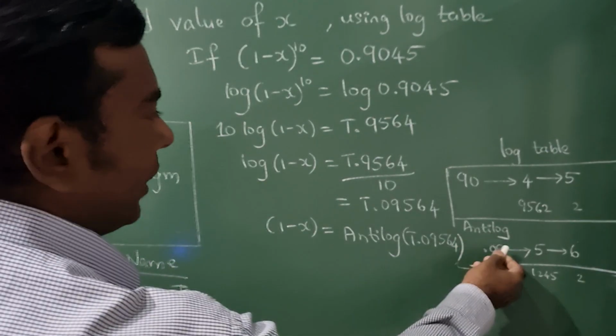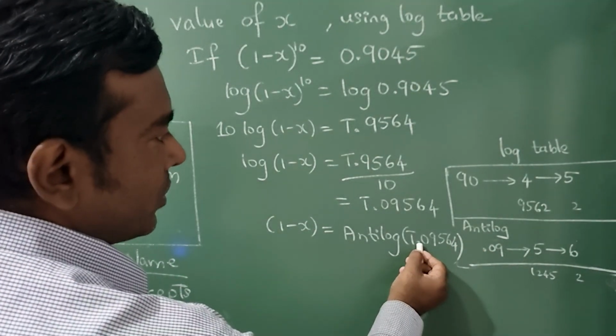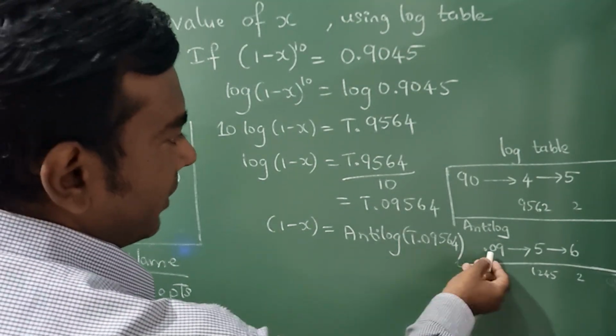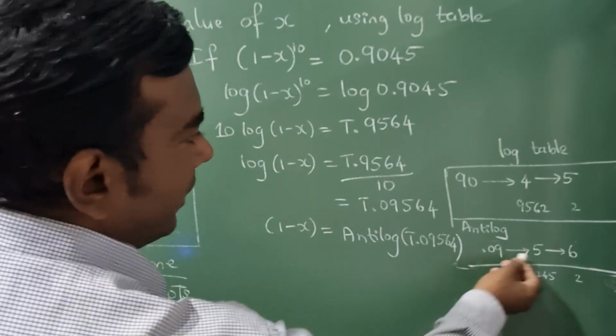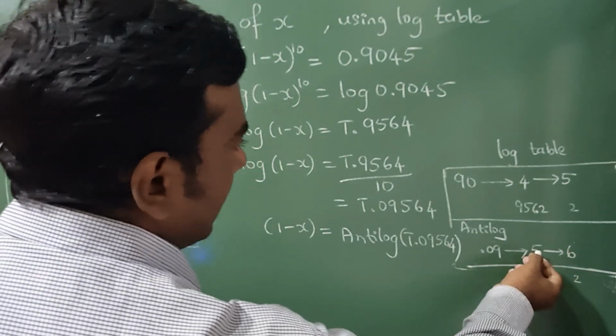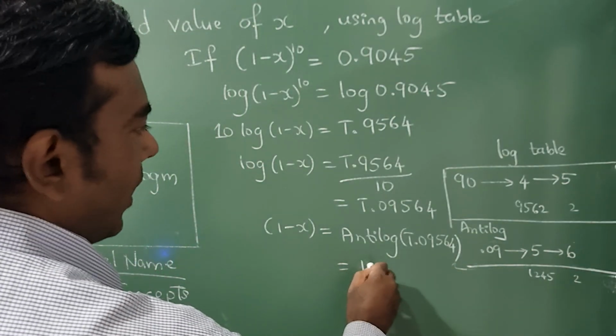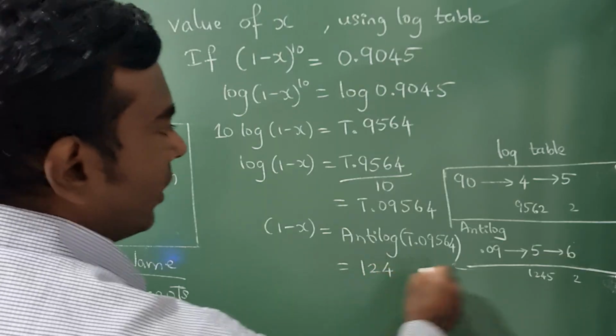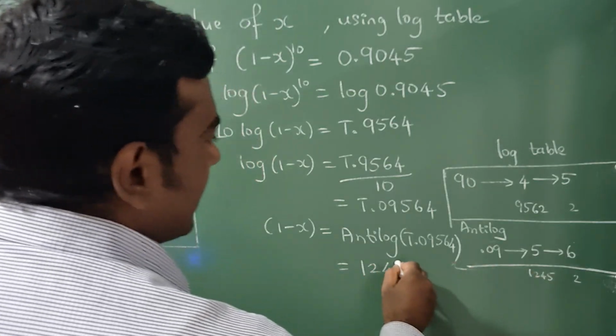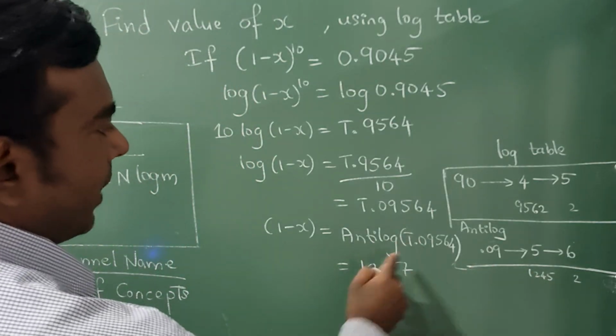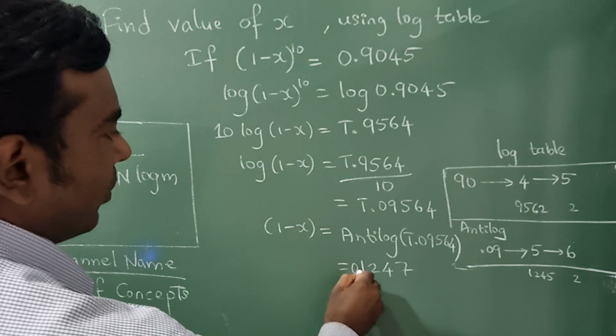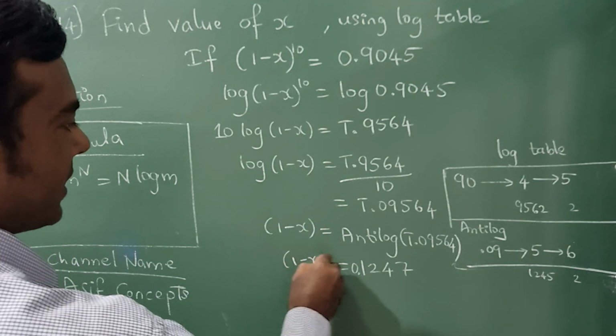Now go to the antilog table. In that, 0.09, fifth column mean difference 6. So it is 1, 2, 4 and 5 plus 2 is 7. Since there is a 1 bar here, you have to write 0 point. So here, 1 minus x.